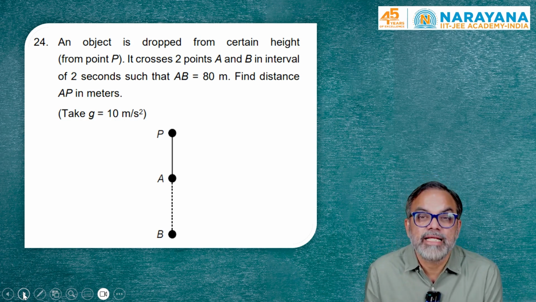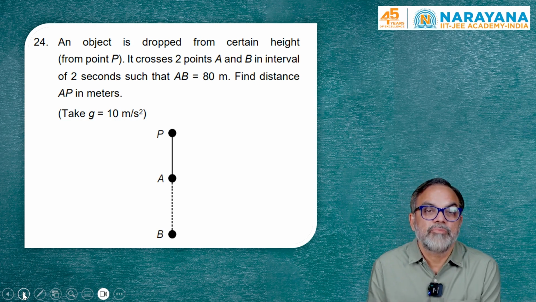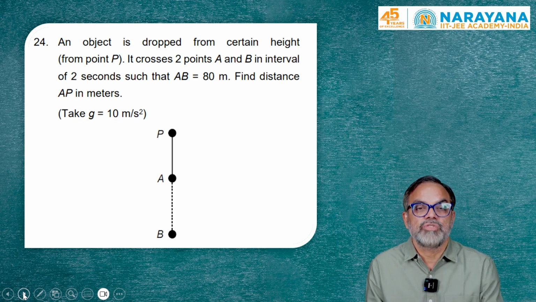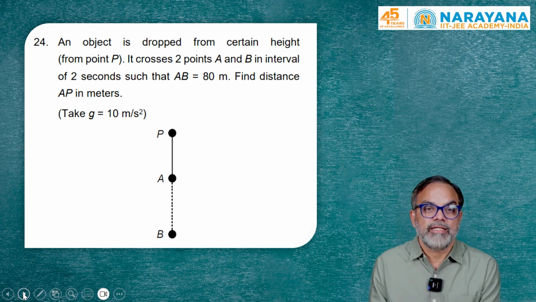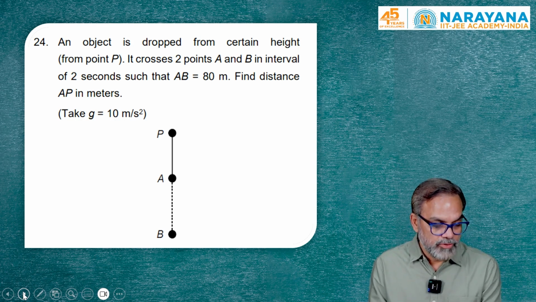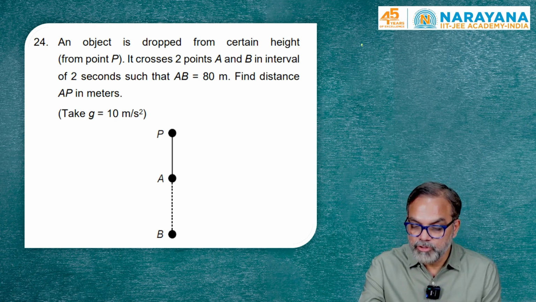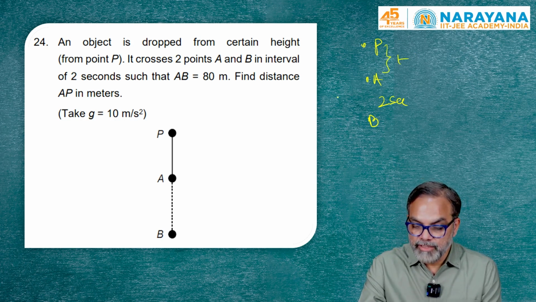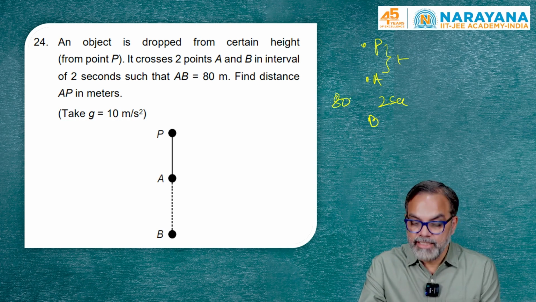And moving further, here again we have a question, and it is given that the object is dropped from a certain height from point P. It crosses 2 points A and B in interval of 2 seconds, such that AB is 80 meter. Find the distance AP. Well, students, if I assume this is point P, this is A, and this is B, it takes 2 seconds, and let us say time taken T. And this is also given that AB is 80 meter.